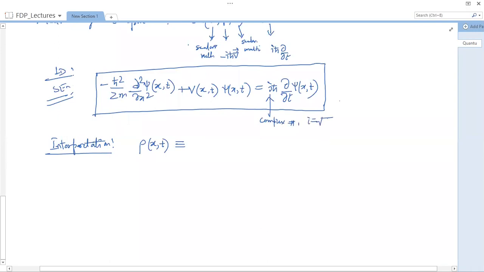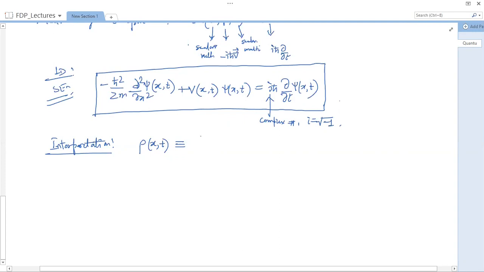I is square root of minus 1. So psi will be complex. If V is a complex scalar, psi has to be complex, because if psi is real, then the left hand side is real, and the right hand side is imaginary. So psi cannot be real. So if V is real, psi has to be a complex number.